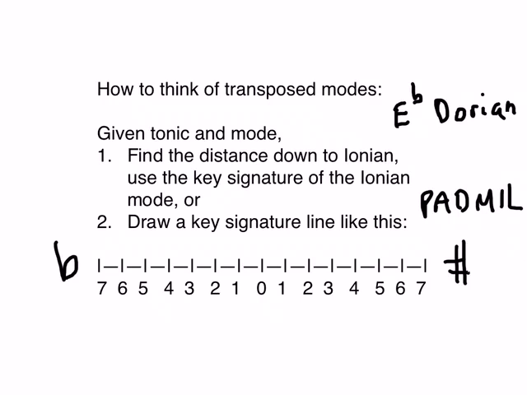So here's what I want to do. I will look back here. We want to find E flat Dorian. If I could place the I of this word Padmel on the major key signature for E flat, then I can get the other 5 modes. So E flat has 3 flats if it's E flat major, right?